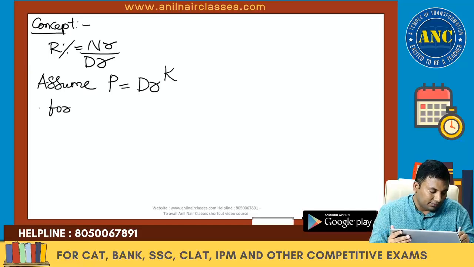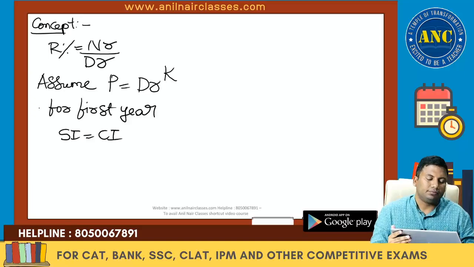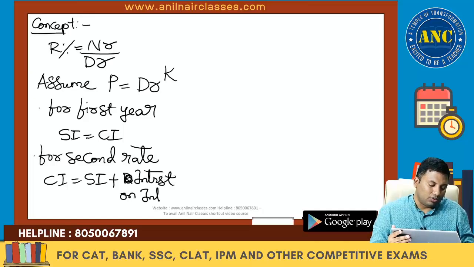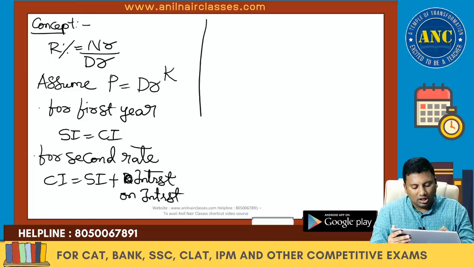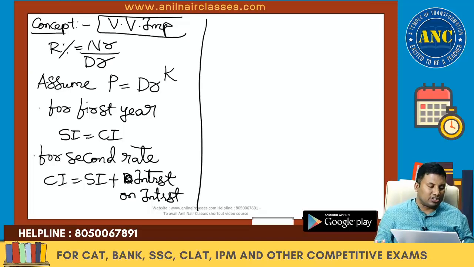For first year, SI is equivalent to CI. For second year, CI is SI plus interest on interest. Please write this point. CI equivalent to SI plus interest on interest. Very, very important logic. After this logic, you will be able to solve the questions in seconds.